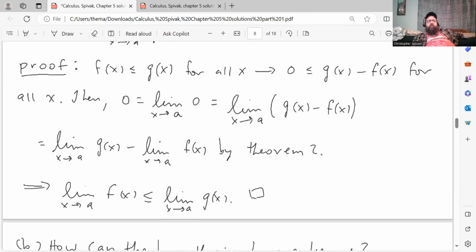And then I can use theorem 2 to distribute the limit over the difference here. That's equal to the limit as x goes to a of g of x minus the limit as x goes to a of f of x. So I get 0 is equal to this expression. Sorry, there should be inequalities here. I wrote this up kind of quickly. This should be less than or equal. So 0 is less than or equal to this. You just add the limit as x goes to a of f of x to both sides, and that gives us what we want.